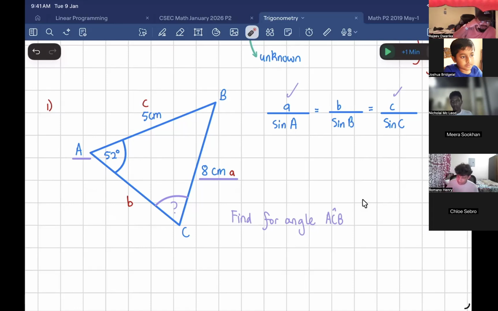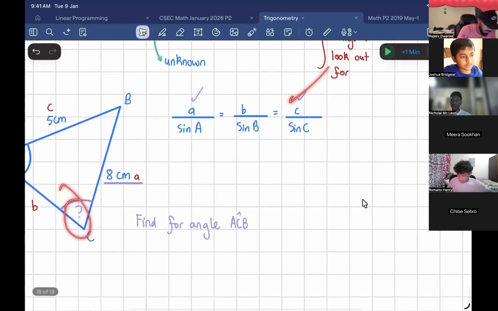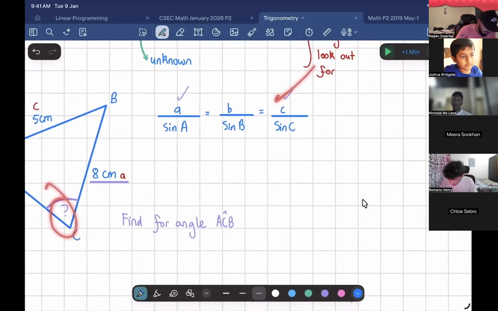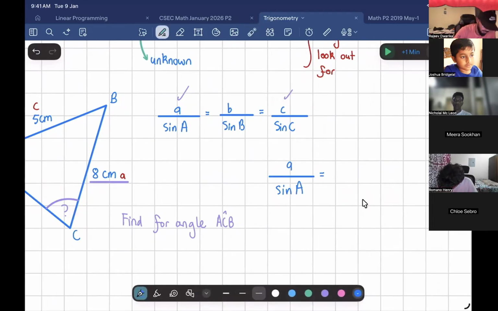But yeah, this is the first step. You look for a pair, so A, and then you look at what you're trying to find for. I'm trying to find for C, so I underline C one time. So Chloe, my formula is now going to look like a over sine A is equal to what? C over sine C.